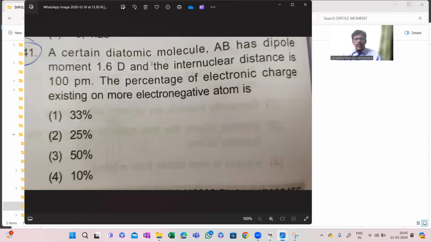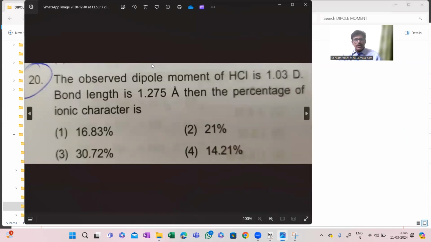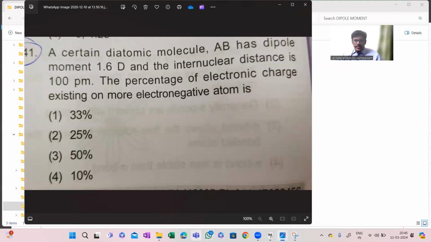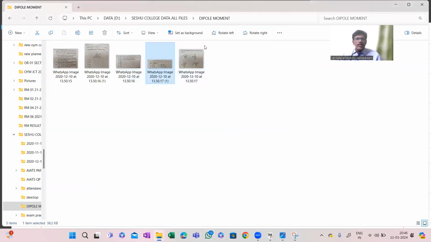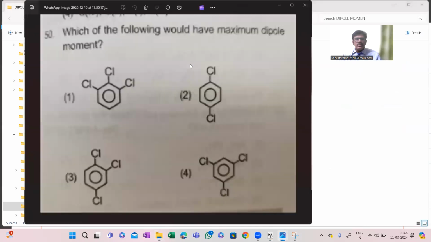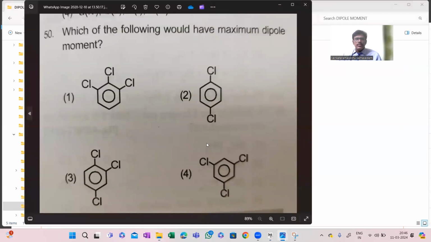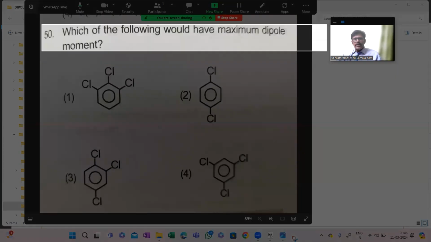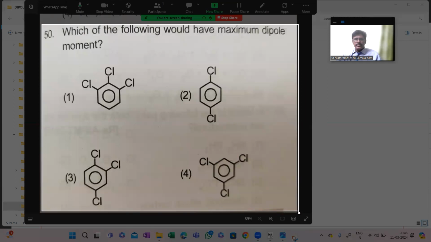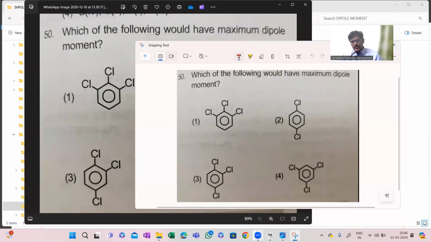What is that problem I am taking? So here they are asking percentage of ionic character. Same model problem they are asking. We'll go to the next problem. Here they are asking which of the following have maximum dipole moment? How can we find out the dipole moment? Theoretically I can easily explain. It is very simple.